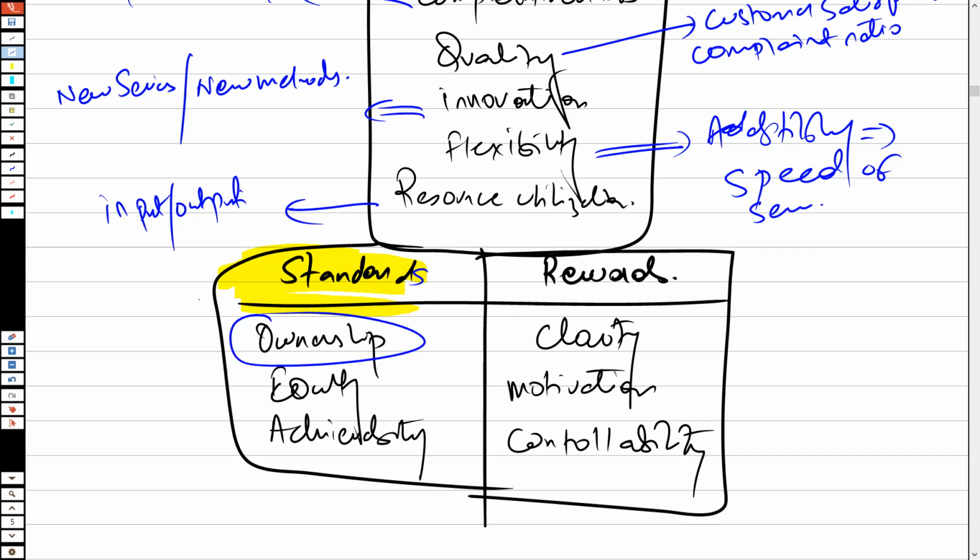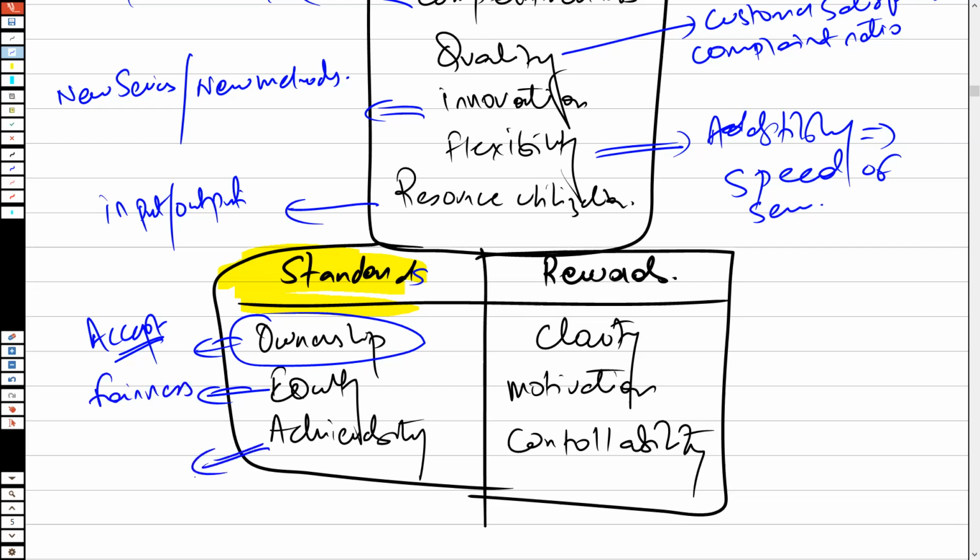Standards of ownership. Ownership means your employees and your managers, whose performance is going to be measured, should actually accept the method and agree to the methods. So that is what is going to be considered as your ownership. Then there is something termed as equity. Equity is different to equality. Equity could also be termed as fairness.